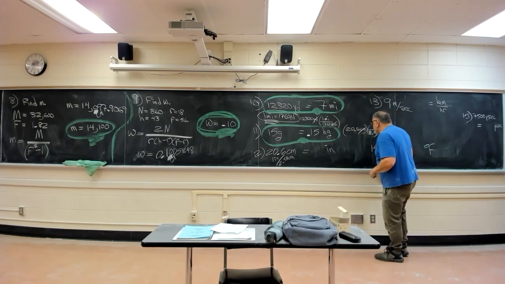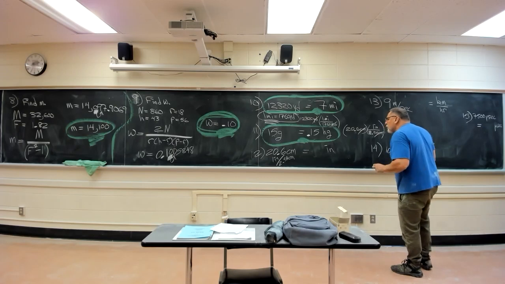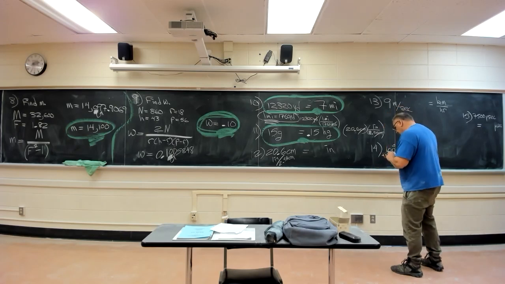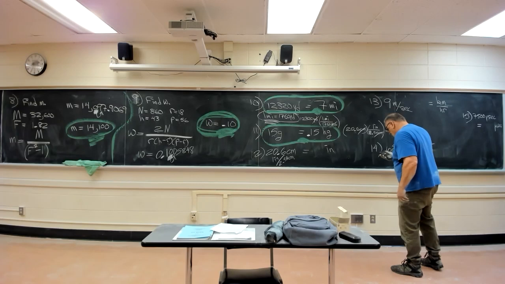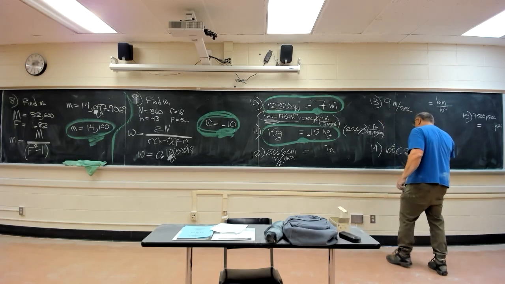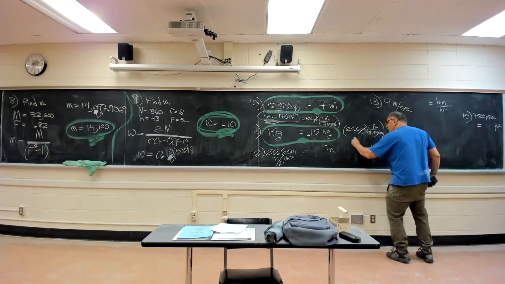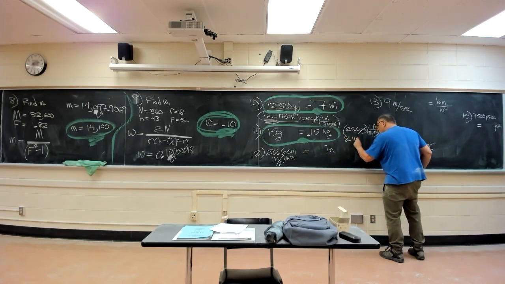So 20.6 divided by 2.54 is 8.11024 inches. Now, what do they want?